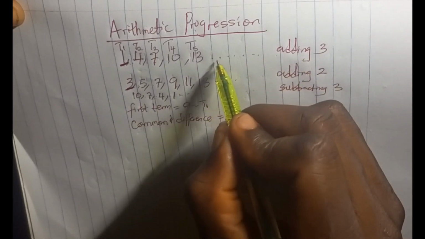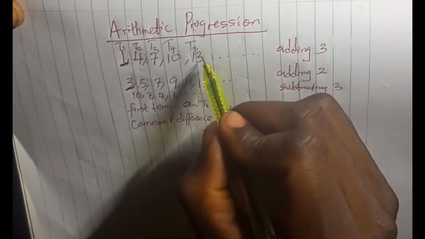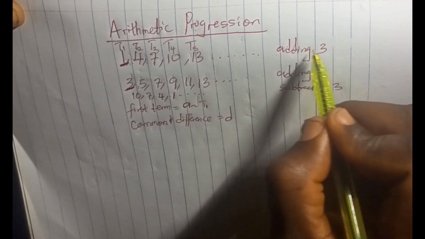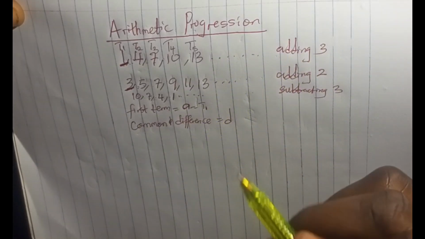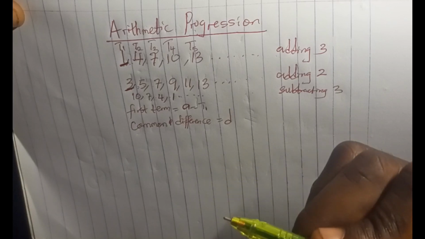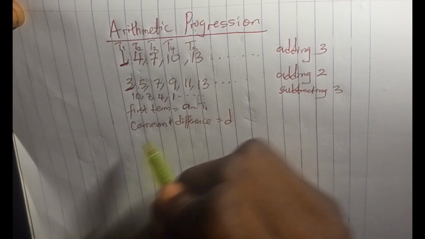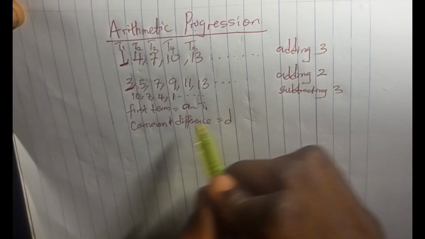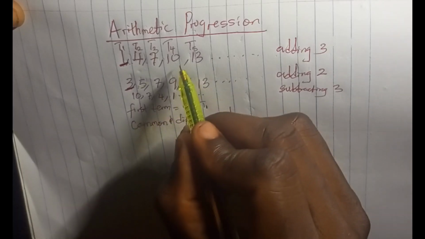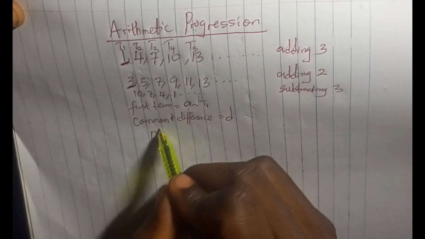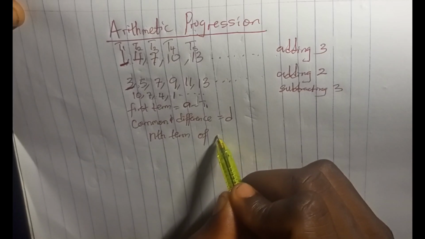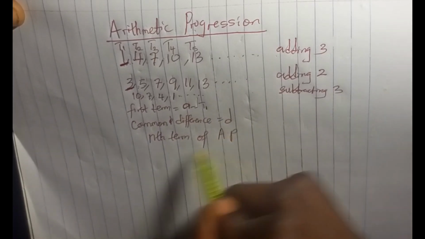What if I want to get the 100th term? The dot dot dot means that the numbers keep going. What if I want to get T100, or let's say T20? Will I keep adding 3? That would be time consuming. It will waste your time and space. So for that reason we have something known as the nth term of an arithmetic progression.